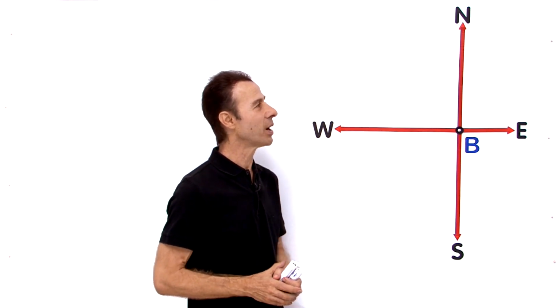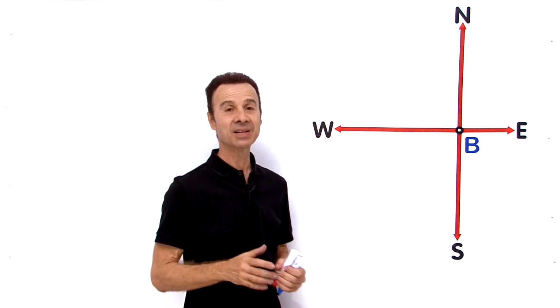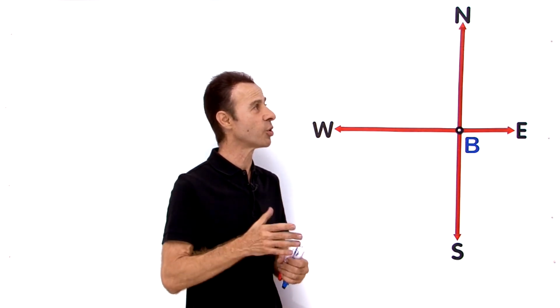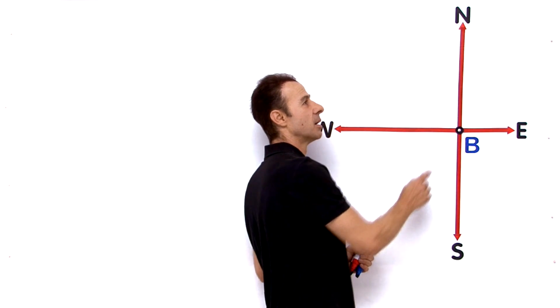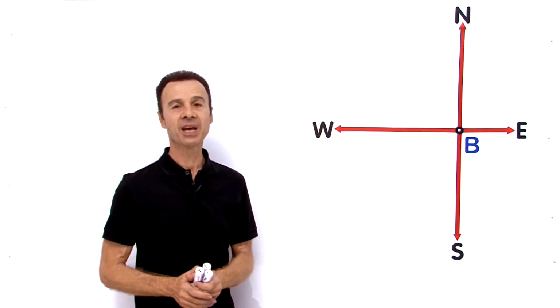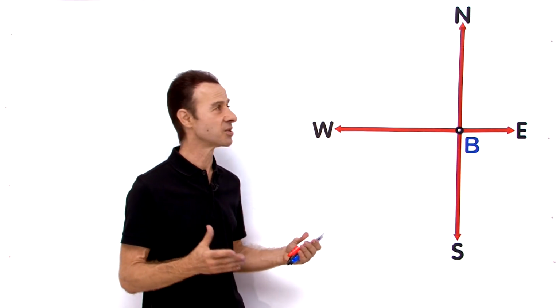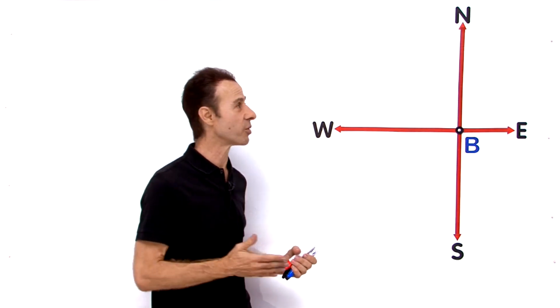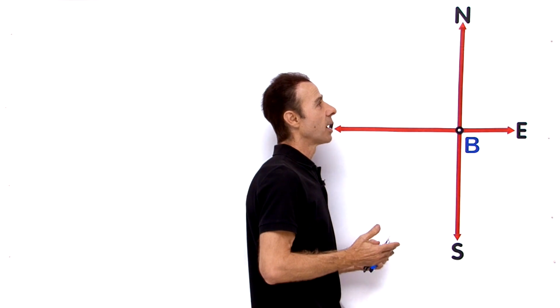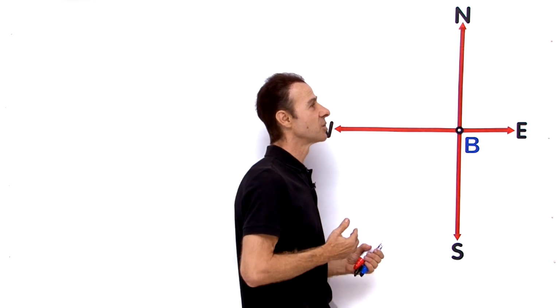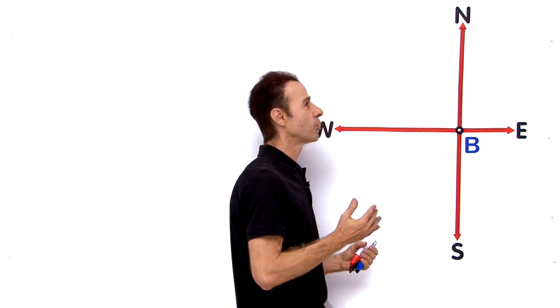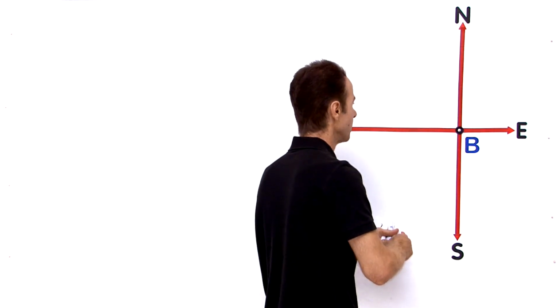Town A is 420 kilometers west and 760 kilometers north of town B. Find the true bearing of town A from town B. So let's go ahead and fill in these distances. So we're going west and north. So first off, let's go 420 kilometers west. So we're going to go 420 west. So let's go ahead and do that.